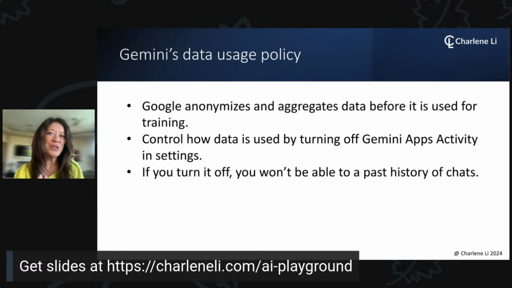There are reasons why you may want to double make sure that in Google, if there is a way to turn off the data tracking, that you turn it off. So the way to do that is you can go into Gemini apps activities and settings and turn it off. And again, if you turn that off, similar to ChatGPT, you won't be able to see a history of your chats. So let me show you how to do that.